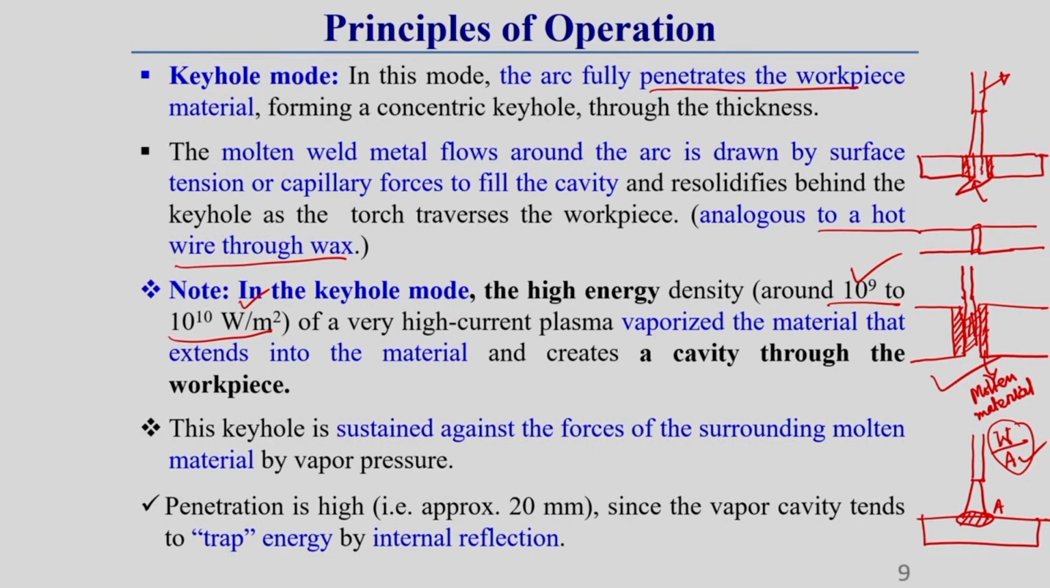Due to this very high intensity, it generally penetrates the workpiece throughout the thickness. By this keyhole mode, we can join plates of more than 20 millimeter thickness also. That is what I have written here. Penetration is very high, approximately 20 millimeter we can achieve. Another thing you should keep in mind: since the vapor cavity tends to trap the energy, the energy reflects around this hole, and due to this the energy is trapped inside the keyhole.